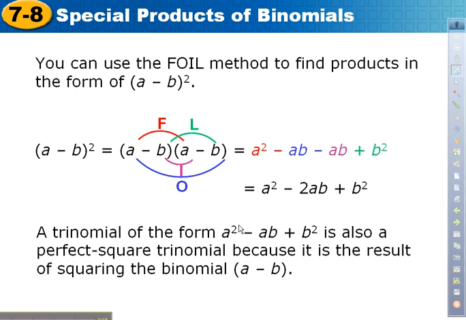A trinomial in the form of a squared minus, I think there's supposed to be a 2 in here. I think they left something out. Minus 2ab plus b squared is also a perfect square trinomial because it is the result of squaring the binomial a minus b.